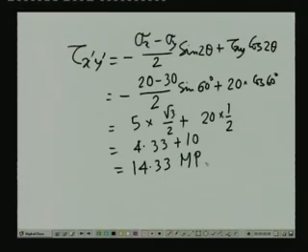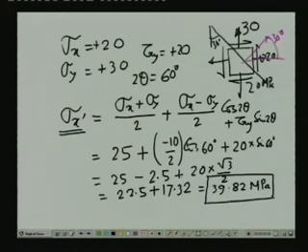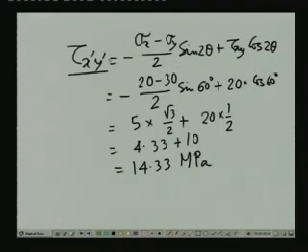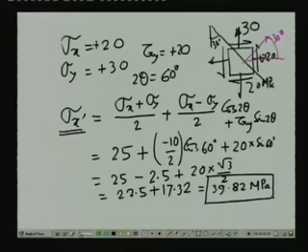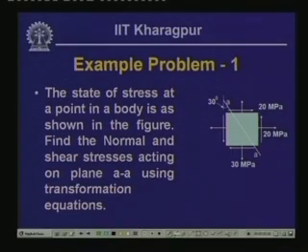So, the value of the normal stress sigma x dashed is equals to 39.82 MPa, and the value of the shear stress is equals to 14.33 MPa. So, this is the solution of this particular problem, where we are computing the normal stress and the shearing stresses.